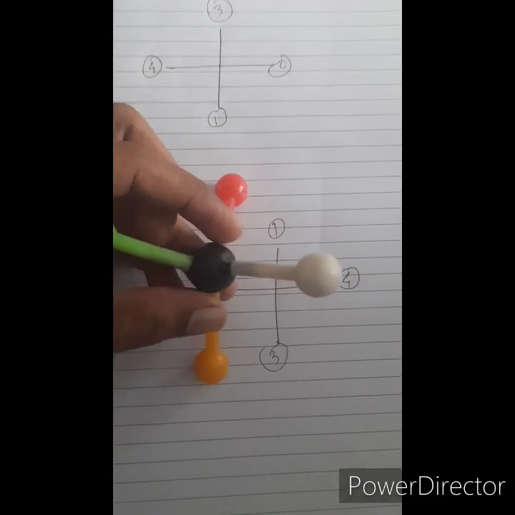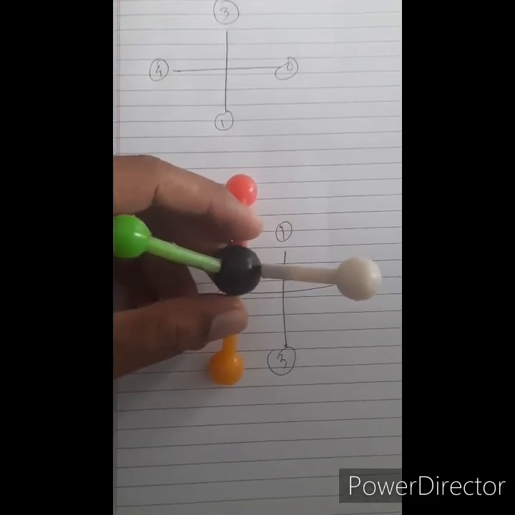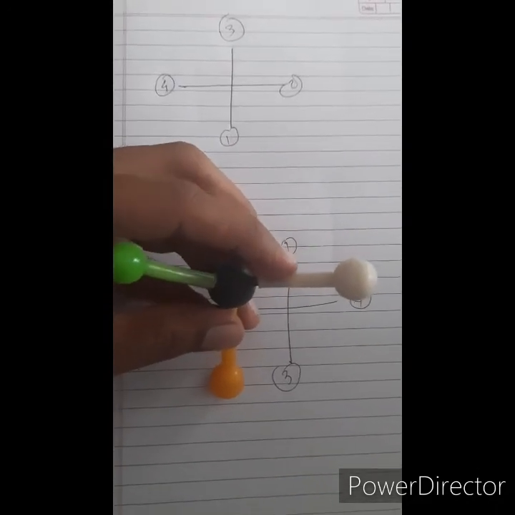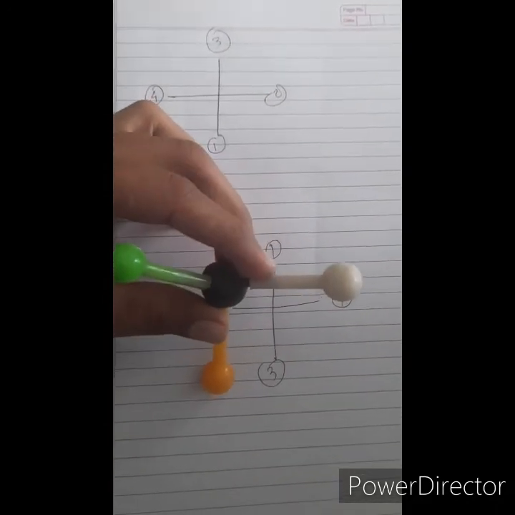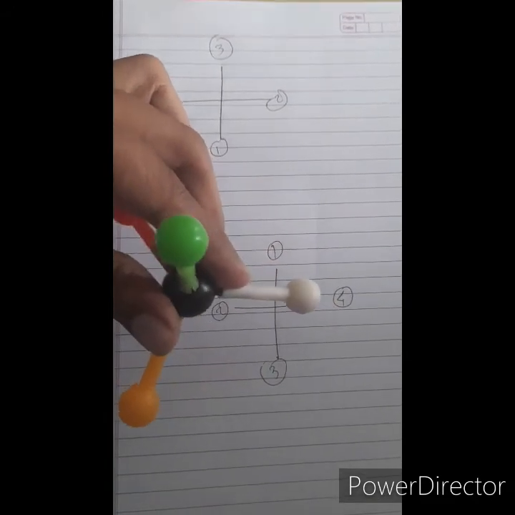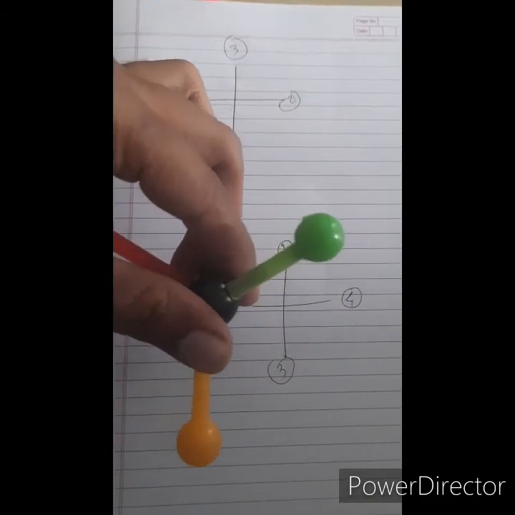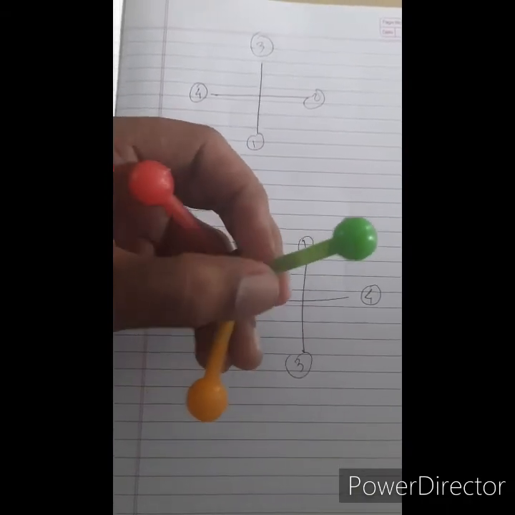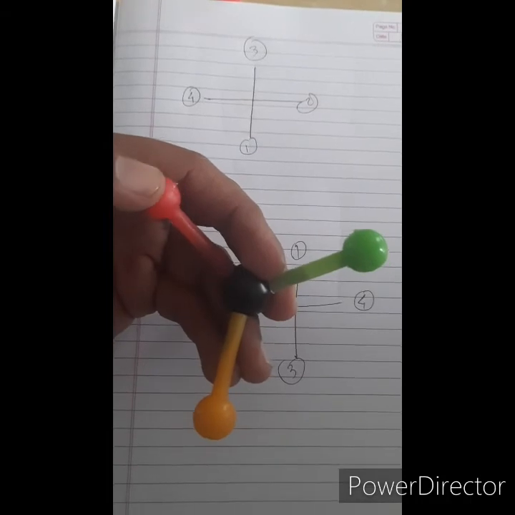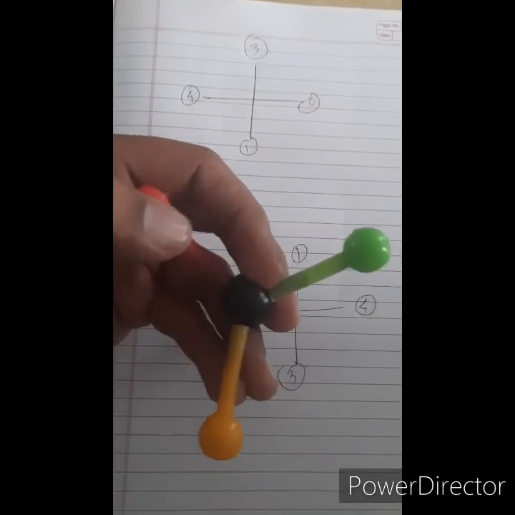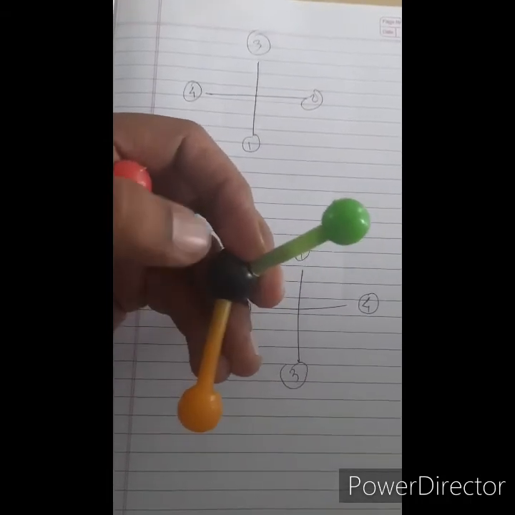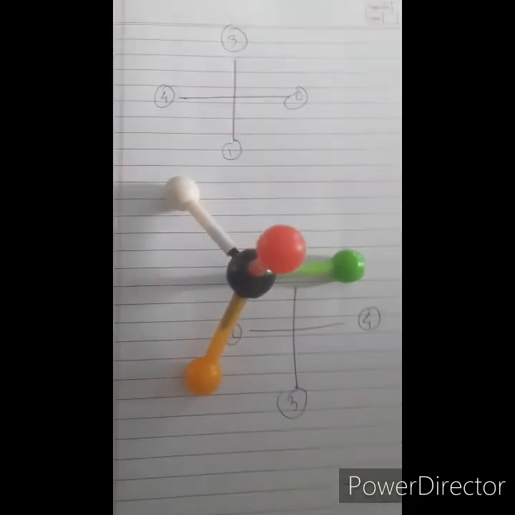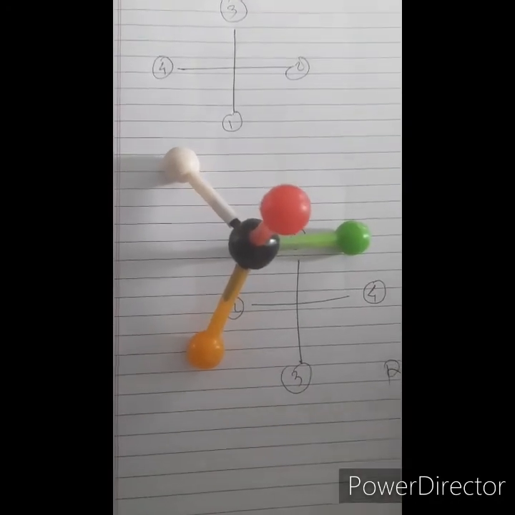Now we will see the RS configuration. So we have to put this white group, this lowest priority group, at the back. So we are doing like this, it is going at the back, and what you are seeing again is 1, 2, and 3, the highest priority, right, then green, then yellow. So 1, 2, 3, this is again R configuration, because the molecule has not changed, again it is R configuration.